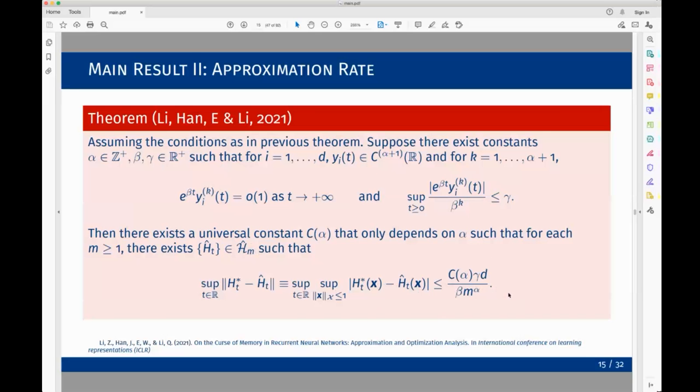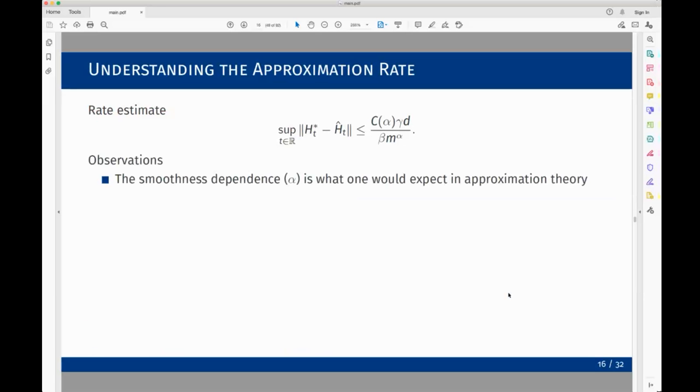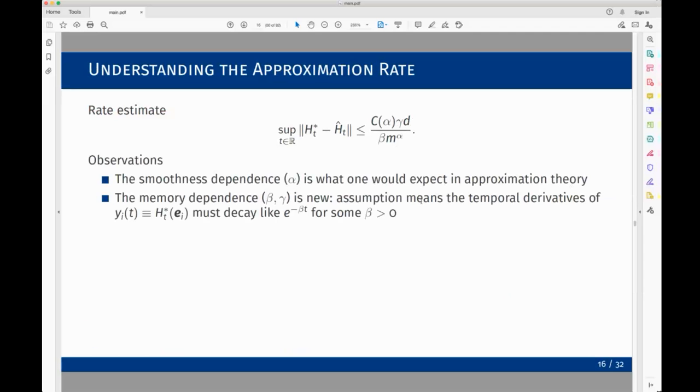Let me add some more remarks on this result. Okay, this is our rate estimate. The first thing is that the smoothness dependence alpha is what we would expect in approximation theory. For example, in Fourier analysis or harmonic analysis, we have already seen that smoothness will determine our approximation rate. So we have a similar result in our dynamical setting. This is not surprising. What is new is the dependence on beta and gamma, especially on beta.